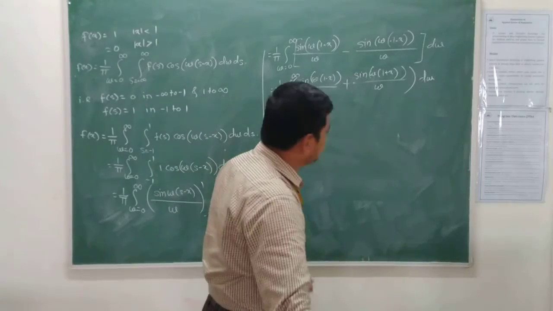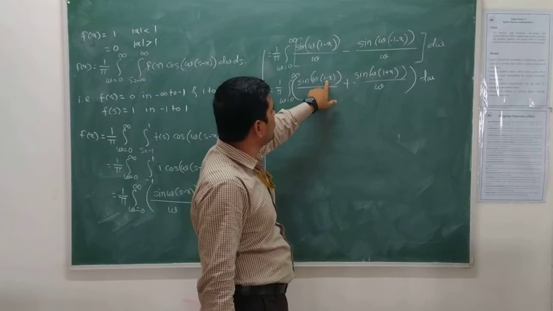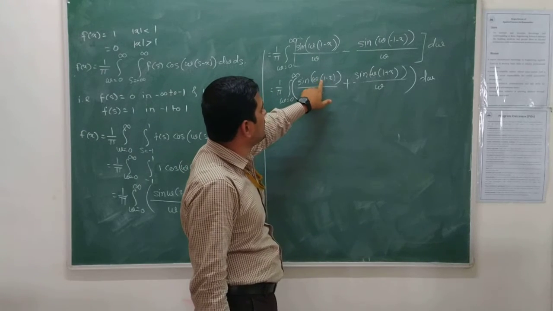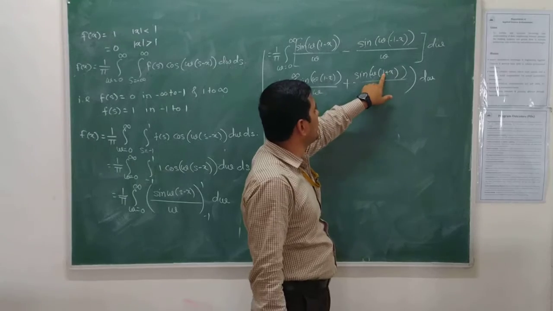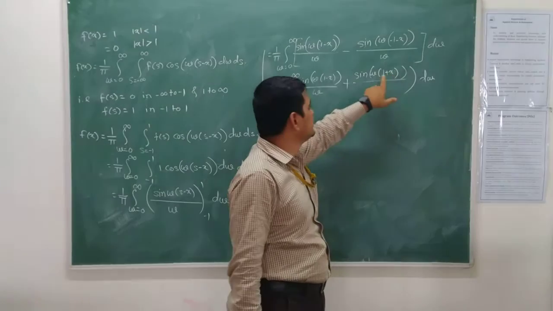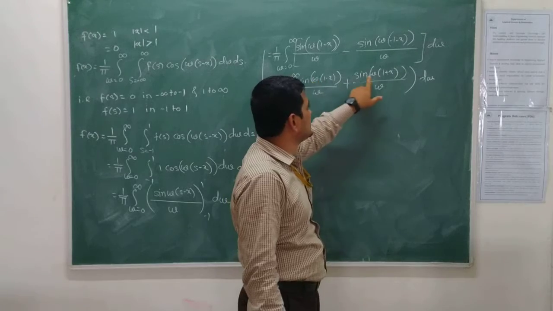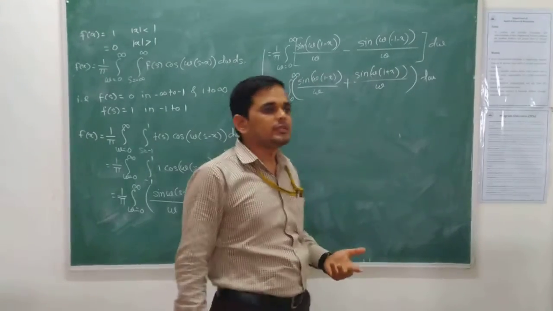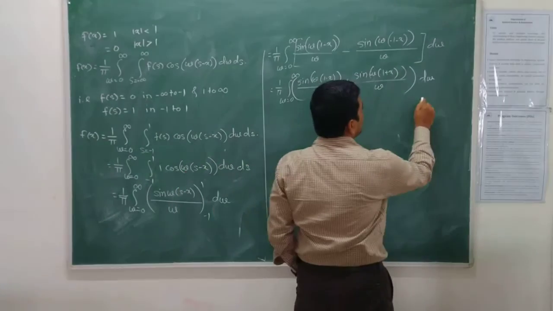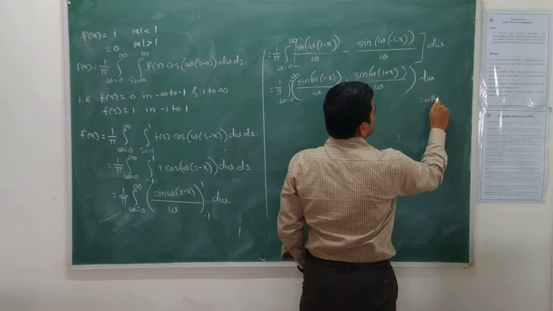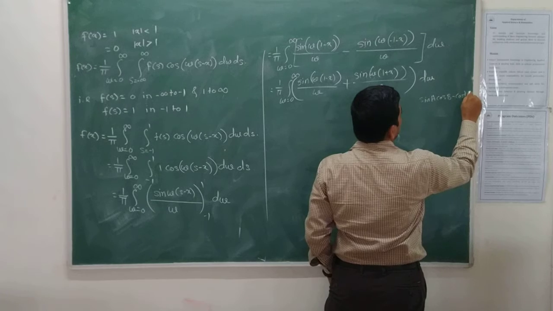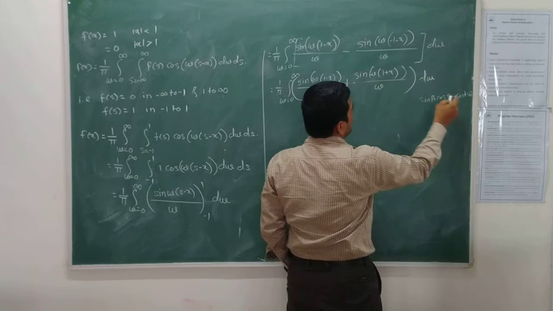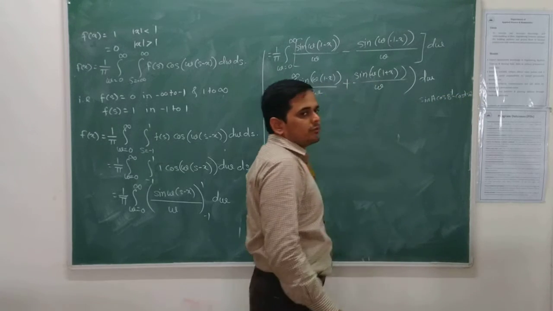Now come to this. Here I am getting sine omega into 1 minus x, that is sine of omega minus omega x. This is sine of omega plus omega x. Sine a minus b is sine a cos b minus cos a sine b, whereas sine a plus b has only the middle sign in between them.